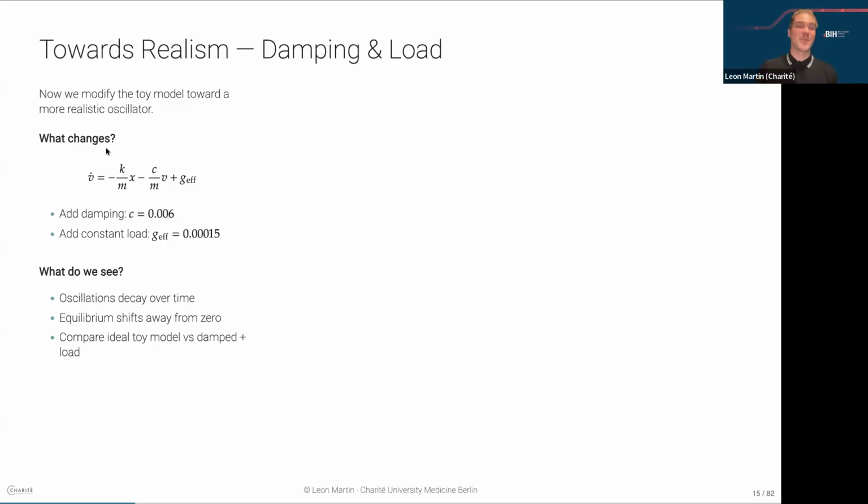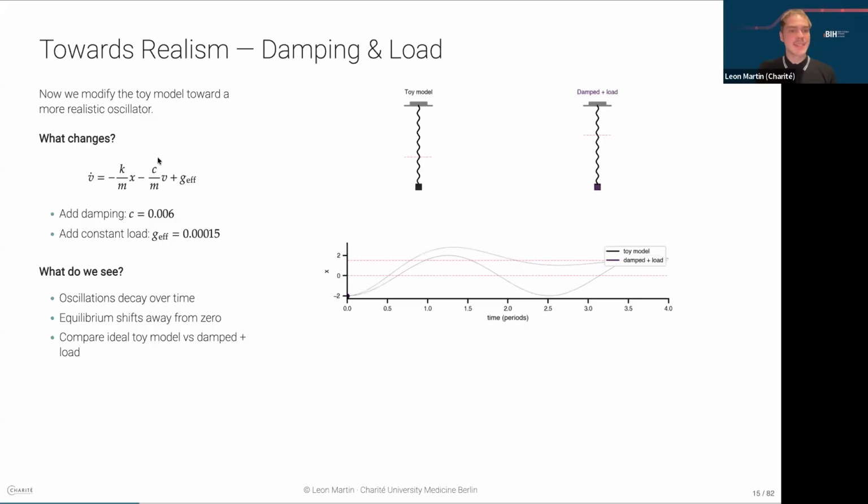But now we are physically more plausible with our damped spring. So we add some coefficients, like a constant load and a damping coefficient. So we have a decaying oscillation over time. So while our toy model is indefinitely oscillating, our more complex dynamical system exhibits more realistic behavior dynamics, which is the damping. So the spring will eventually damp out to the equilibrium, defined also by the mass and the stiffness.